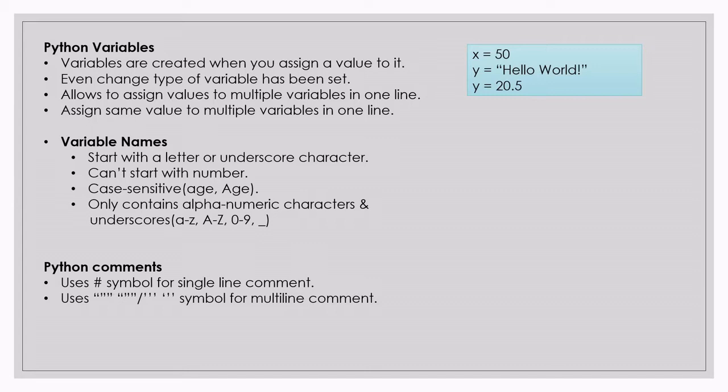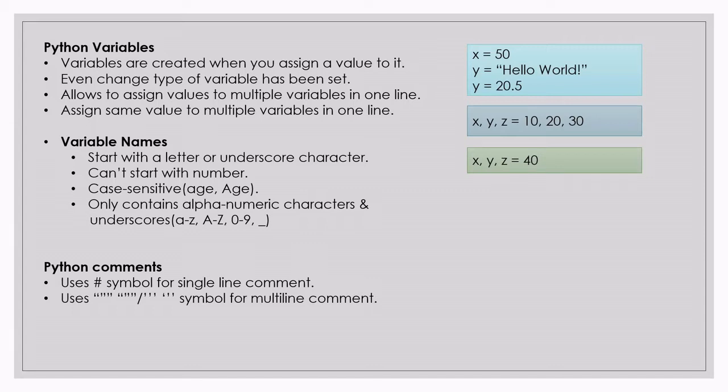Python also allows us to assign values to multiple variables in one line, like this one here. x, y, and z have the values 10, 20, and 30 respectively. So here the x value is 10, the y value is 20, and the z value is 30. Python can also assign the same value to multiple variables in one line. That means here x, y, and z all have the value 40.